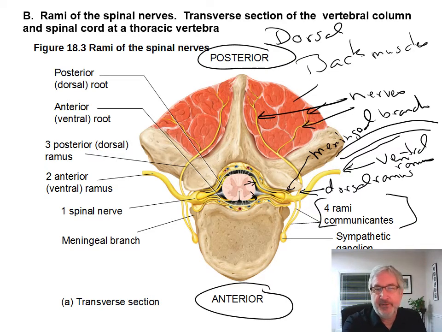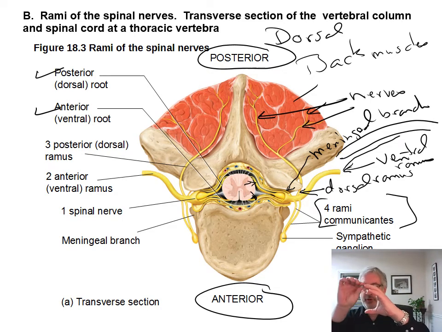So we'll look back on the left side. We have the posterior or dorsal root there, and the anterior or ventral root there. And so you see those roots come off the spinal cord, the dorsal root and a ventral root, and they come together into the spinal nerve, which then immediately starts branching. And you have the meningeal branch, then you have the rami communicantes, as well as the ventral and the dorsal branches of the spinal nerve.